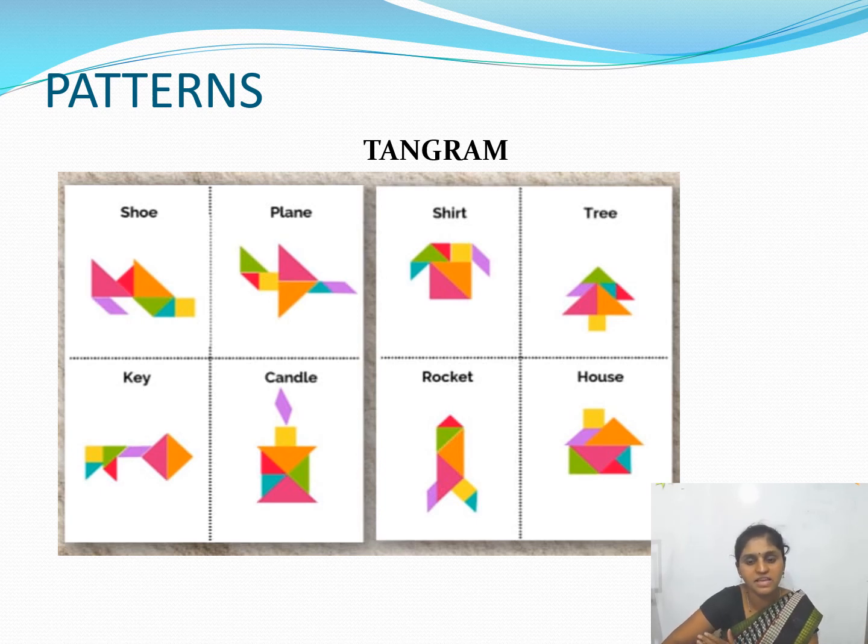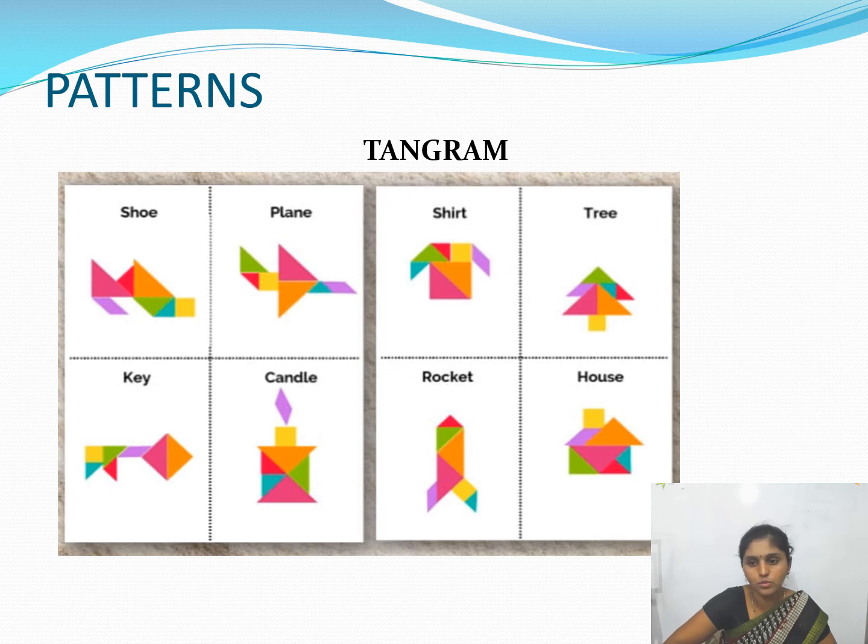Yes, this is a plane design. See, once we will count how many pieces are there in this. 1, 2, 3, 4, 5, 6, 7. Again they have used 7 pieces of shapes. Using 7 pieces of shape, they have created a plane design. Yes. Next is shirt. Count how many are there? 1, 2, 3, 4, 5, 6, 7. Again they have used 7 pieces of shapes.